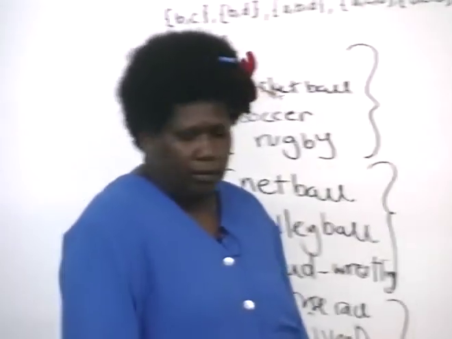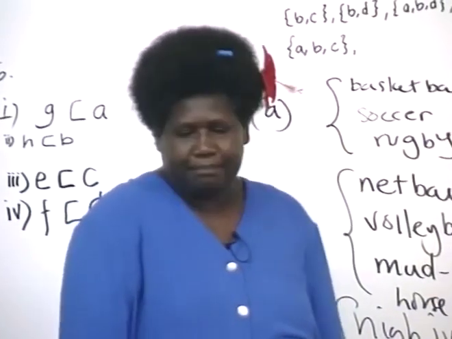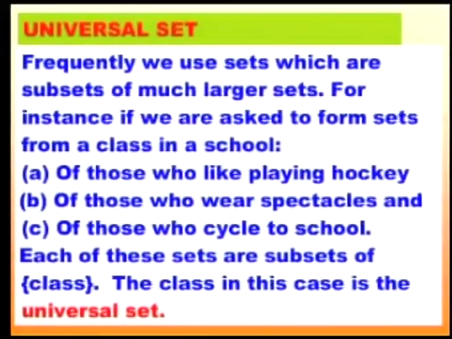All right then, we'll look at what universal set is. It says frequently we use sets which are subsets of much larger sets. For instance, if we are asked to form sets from a class in a school like 11P, and then we say of those who like playing hockey, of those who wear spectacles, anyone in the class wear spectacles? Of those who cycle to school. I haven't seen anyone cycling to school, so that one is a null set. Okay, each of these sets are subsets of the set class.